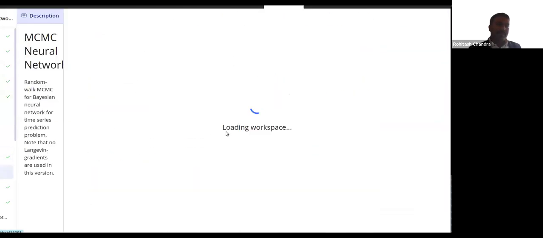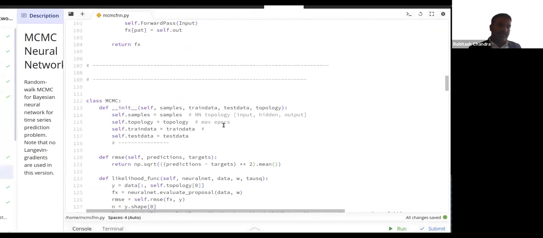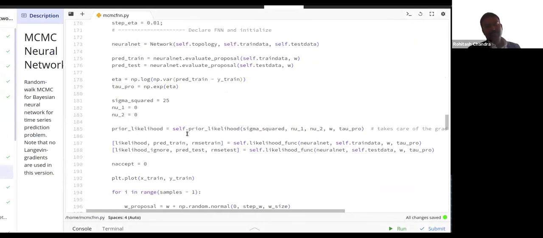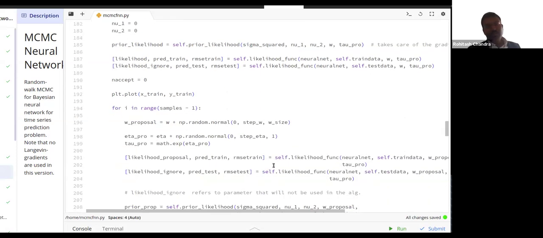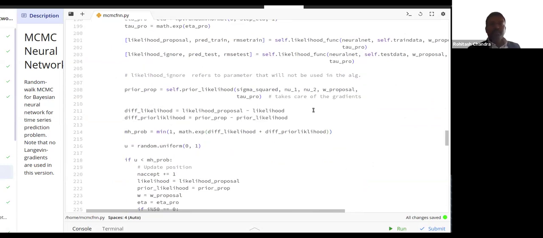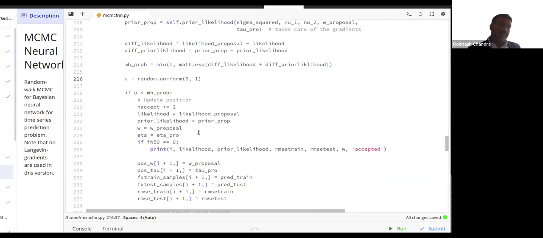actually the multiplication is the addition, because we are in log space. Okay, so because we are in log space, then we get those values. So basically we compute the Metropolis Hastings probability, and then we use that to either accept or reject the proposal.